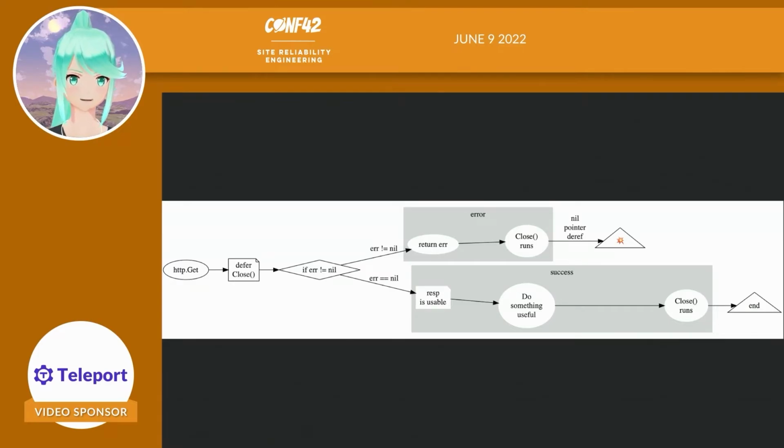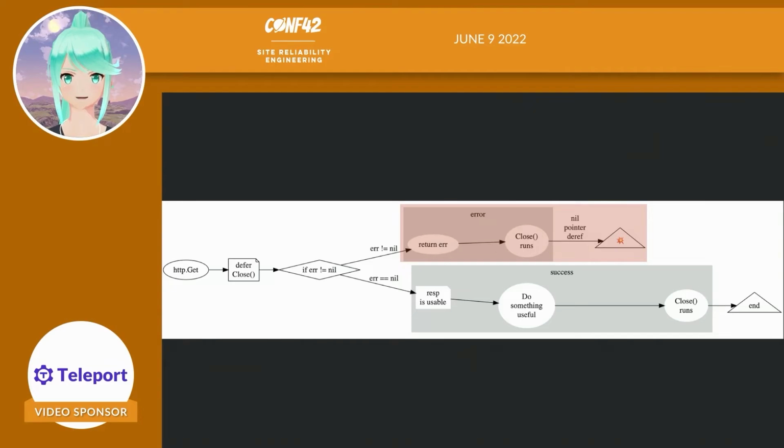It starts with the http.Get call on the left side and flows to either crashing or the code finishing on the right. In this case, we start with the http.Get call and then defer closing the response body to the end of the function. Then we check to see if there was an error or not. If there was no error, we can use the response and do something useful. And then the response body closes automatically due to the deferred close. Everything works like you'd expect.